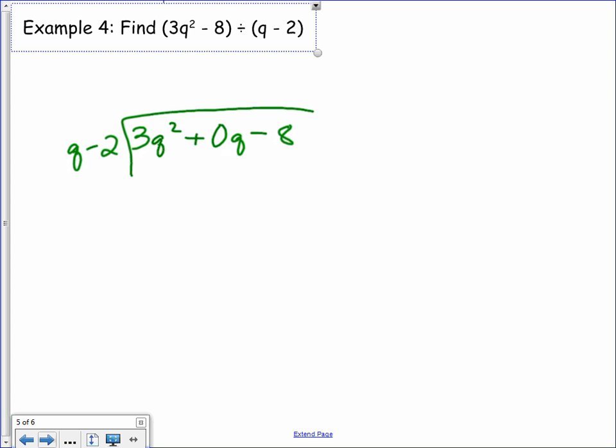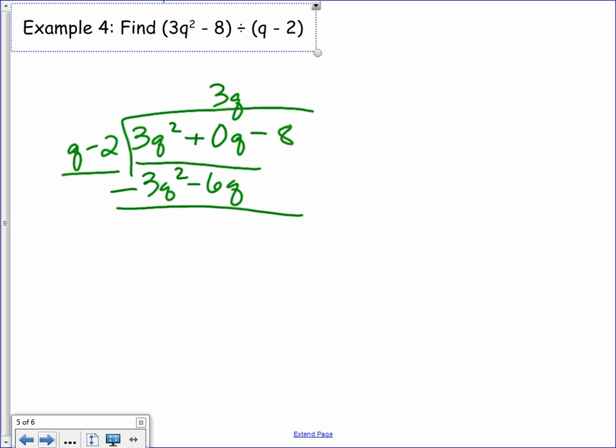Now we need to multiply q minus 2 times something so that we can cancel out this 3q squared. So we're going to have to multiply it by 3q. 3q times q is 3q squared. 3q times negative 2 is minus 6q. We're going to subtract them. 0 minus negative 6 is going to be positive 6. Sorry, that's a q minus 8.